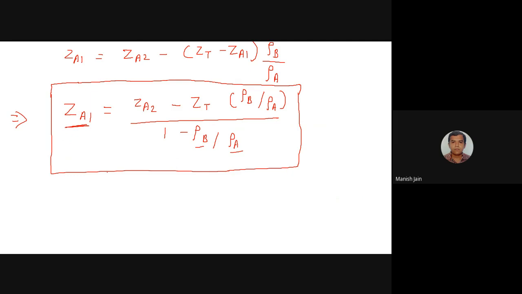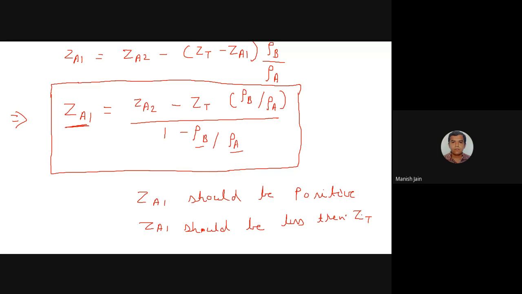And what is the condition for separation? ZA1 should be positive, first thing. Second, ZA1 should be less than ZT. So if ZA1 is positive and ZA1 is lesser than ZT, then you will have the separation. If you have two fluids, and ZA1 is positive as well as lesser than ZT, then only you will have the separation, otherwise fluid will flow in the other direction.